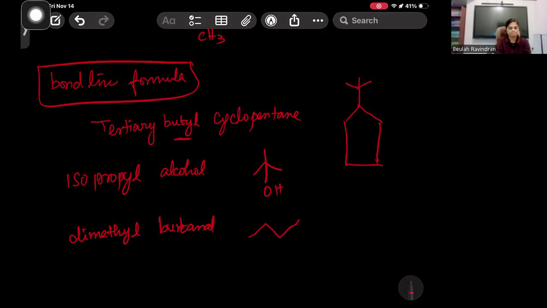Dimethyl butanol. So in the first position CHO will be there. Second position, 2 comma 3 we can write. In the second position and the third position, the methyl groups are there. So this is the bond line formula, right? 1, 2, 3, 4. Okay. Like this you have to write. Clear? Then we'll discuss some more questions.